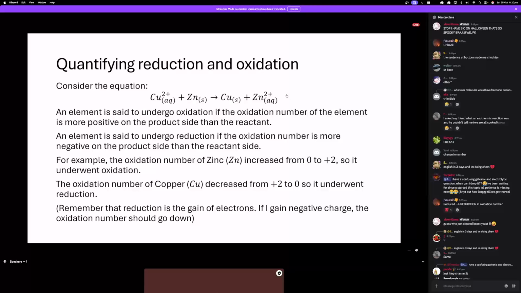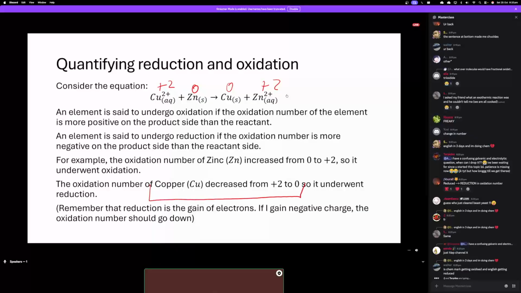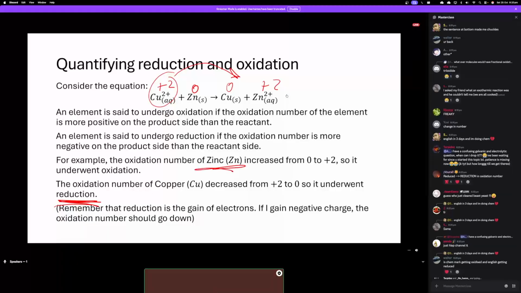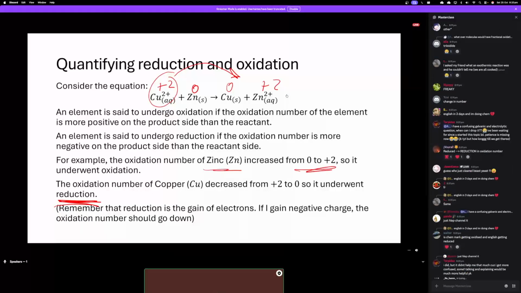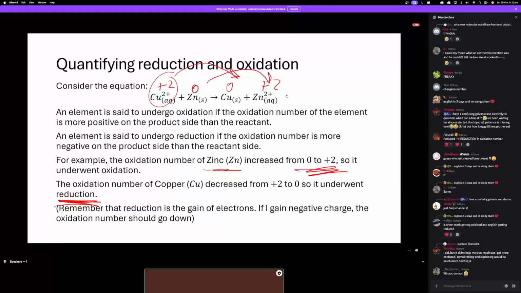So what about this one? Well, this is oxidation number 0, this is oxidation number +2, this is 0, this is +2. So copper decreased in oxidation number from +2 to 0. And we said if it decreased, then it undergoes reduction. Sorry, I kind of skipped zinc. Zinc increased from 0 to +2, so it goes up, and so it underwent oxidation, right?